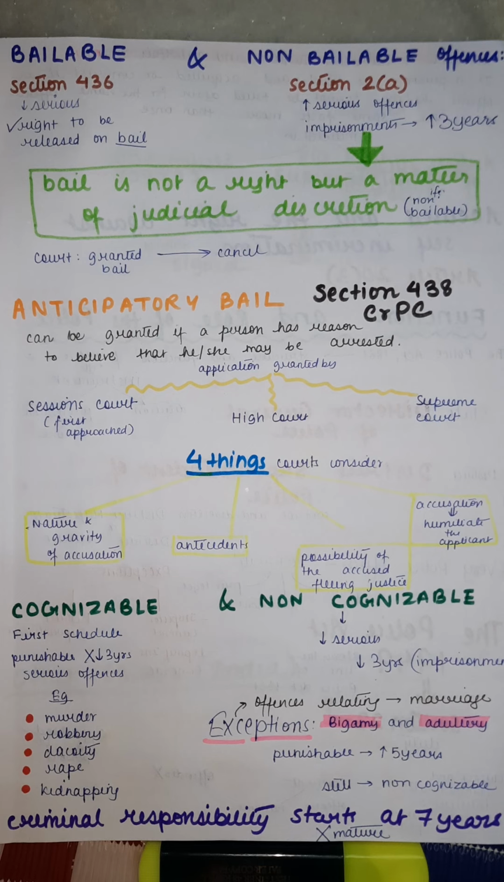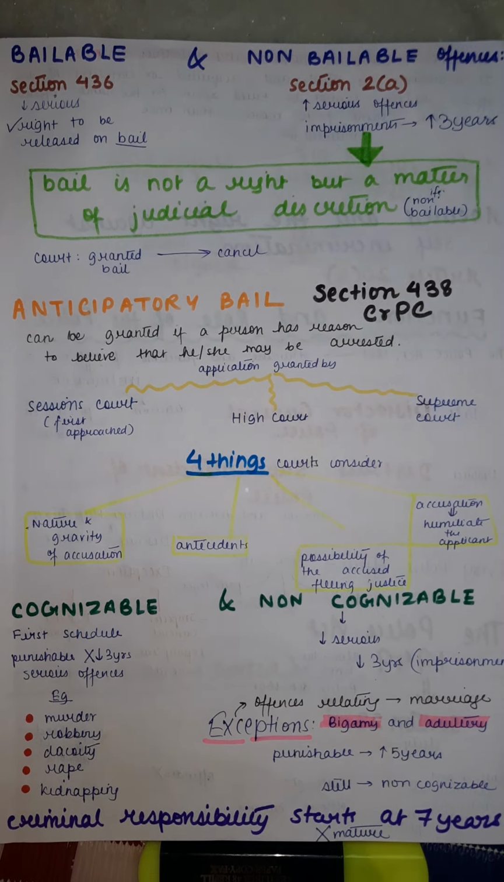First of all, the first thing the court considers: nature and gravity of accusation. Obviously, we don't want murderers to take anticipatory bail and evade law. Then antecedents. Antecedents as in the various reasons or possibility of the accused fleeing justice, just what I said right now. And the court will also consider if the accusation is aimed at humiliating the applicant.